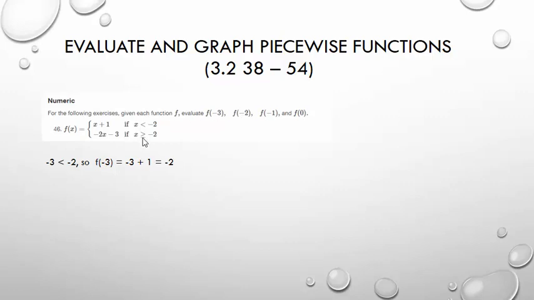Negative 2 satisfies that it's greater than or equal to negative 2 because of the or equal to part. So we're going to use the negative 2x minus 3 to evaluate that one.